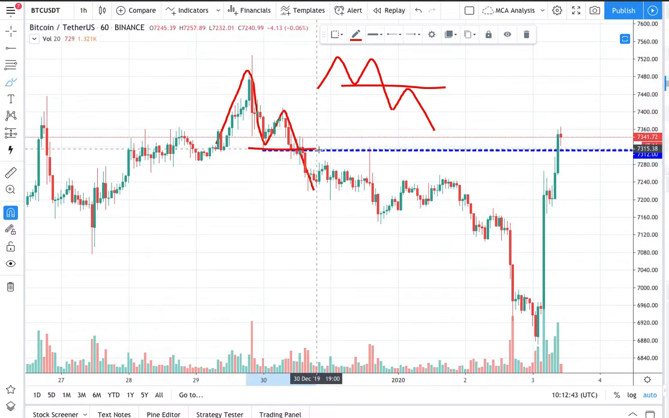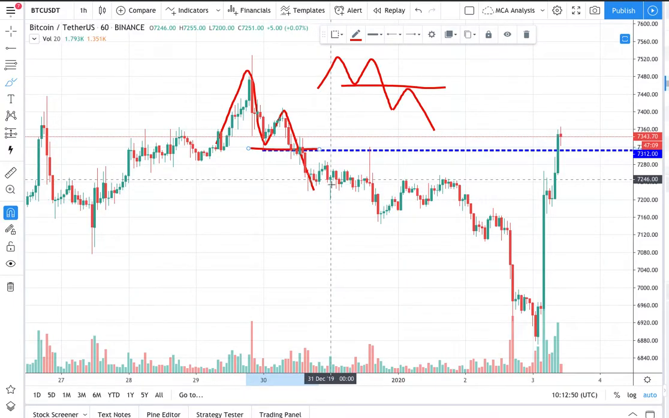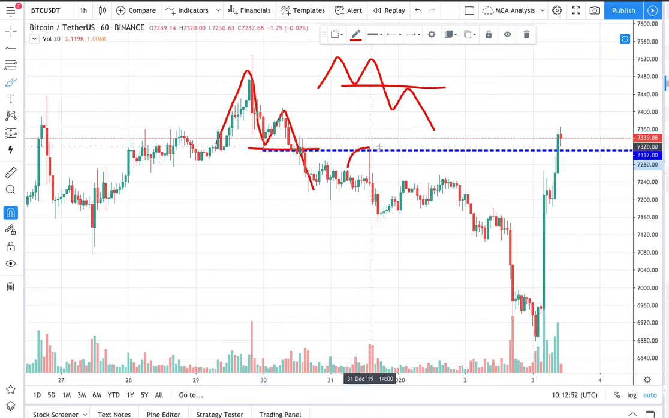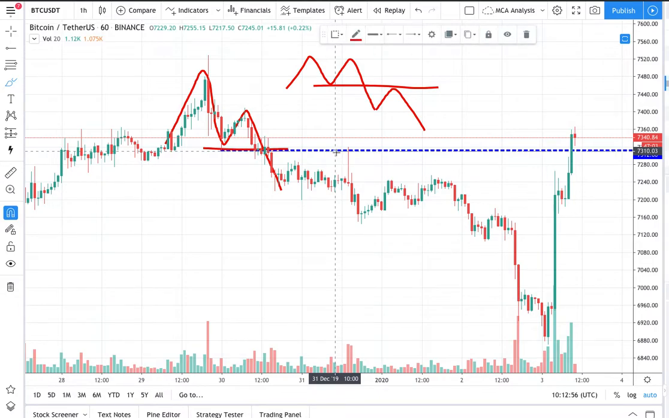So it's broken this level, so I'm in a trade, and I've already taken profits. Like I said, I took profits about halfway through. So with that taking profits, I'm now waiting for it to retest. So look at that. It came and it made a perfect retest right here, as you can see.